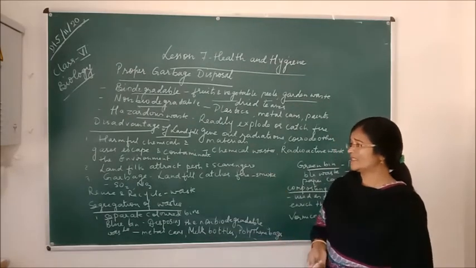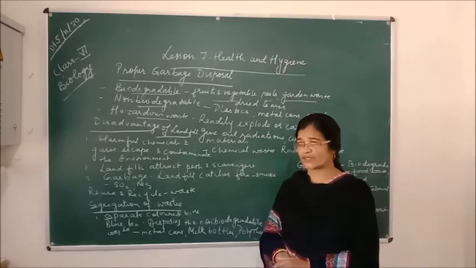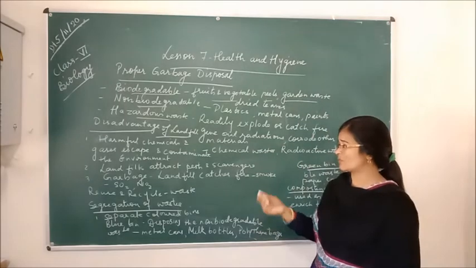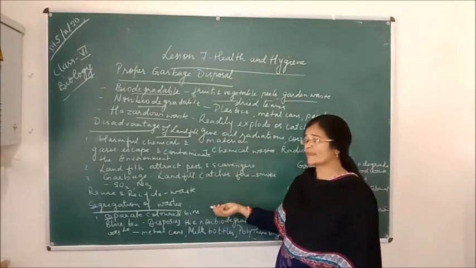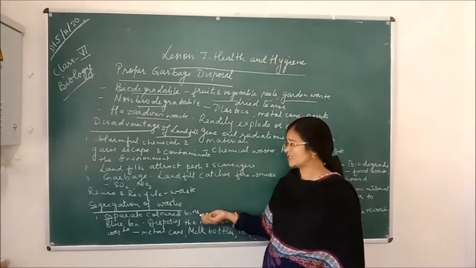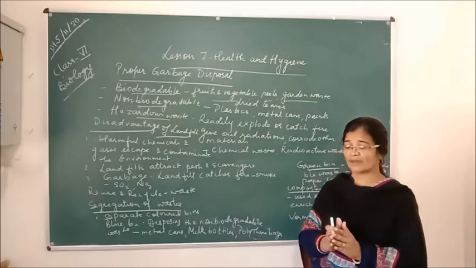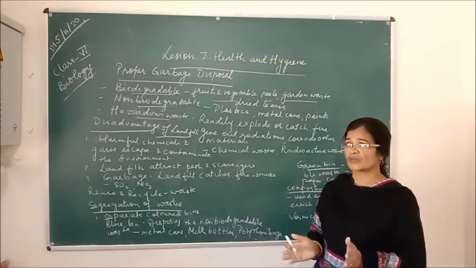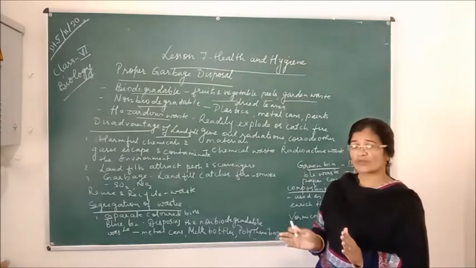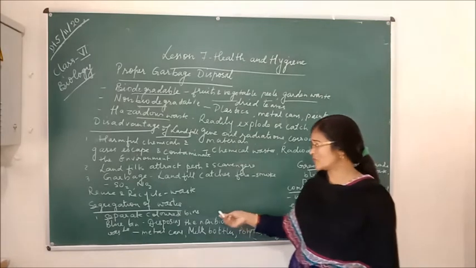And another is that the biodegradable and non-biodegradable waste which are generated, especially from the kitchen, from the homes, or from any other area, can be segregated. So segregation of the waste is very important. Segregation means to separate the biodegradable waste and non-biodegradable waste in separate dustbins, and there should be different colored dustbins.